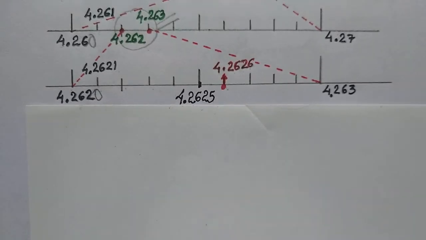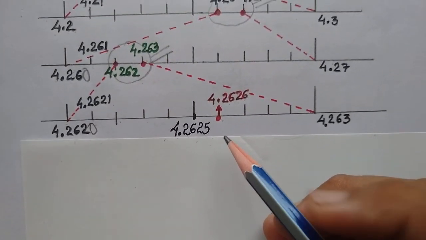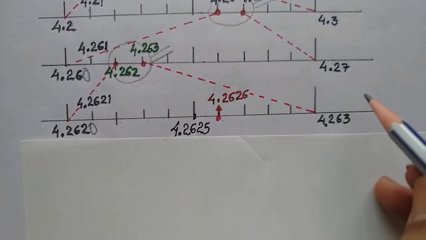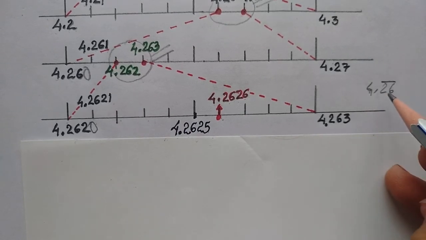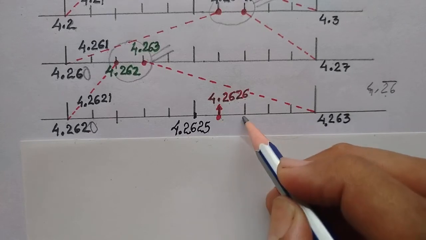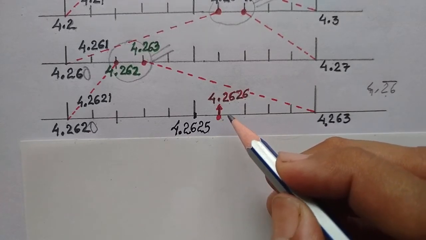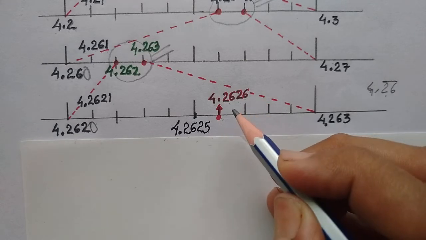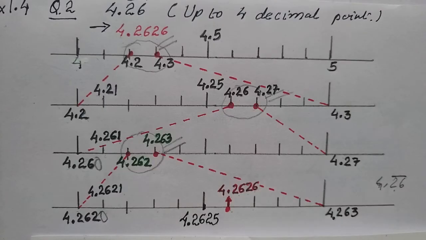Understood, children? So now, children, actually we want 4.26, this number, so in between somewhere it will be there. We have to do this infinitely many times, then we will get this situation. So I hope that you understood very well. So this way, children, you can see the final answer.